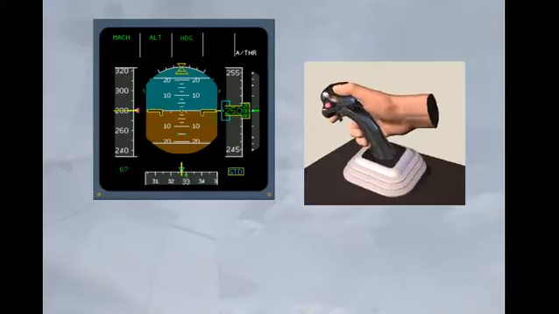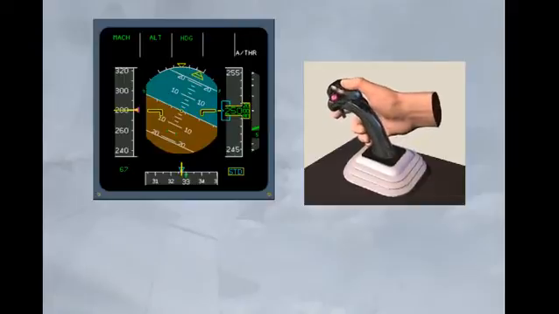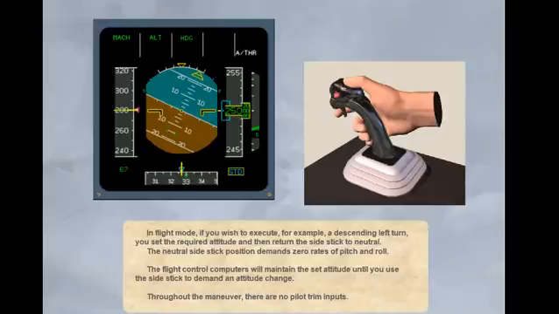In flight mode, if you wish to execute, for example, a descending left turn, you set the required attitude and then return the side stick to neutral. The neutral side stick position demands 0 rates of pitch and roll. The flight control computers will maintain the set attitude until you use the side stick to demand an attitude change. Throughout the maneuver, there are no pilot trim inputs.